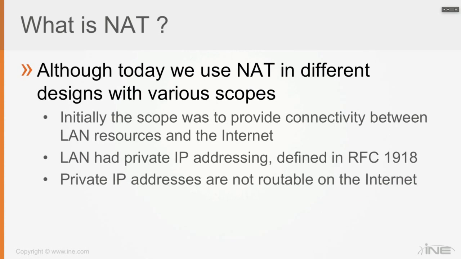So nowadays we use NAT for a lot of purposes, but to better understand the NAT configuration and the NAT terms, we have to understand the initial scope of NAT, which was nothing else but to provide connectivity between LAN resources and the internet. That was because, per RFC 1918, in the LAN, on the inside, protected network, you usually have private IP addressing, and the problem is that private IP addresses are not routable on the internet.